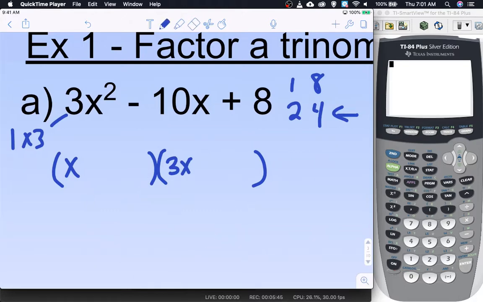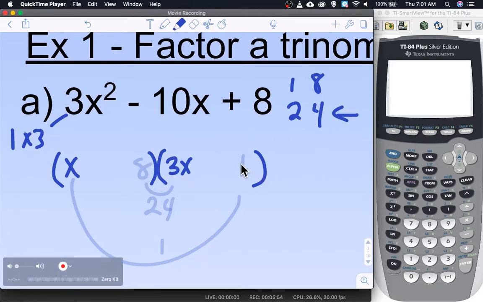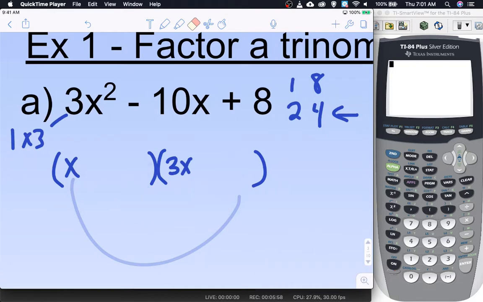It's probably going to be that. If I plug in the 8 and the 1, that's a 24 and that's a 1. That definitely doesn't work. But what if the 8 was over here? Because now switching the order of those kind of makes a difference. 3x, 8x cannot make a 10x. So I have eliminated the 8 and the 1 as a choice. It cannot be that.